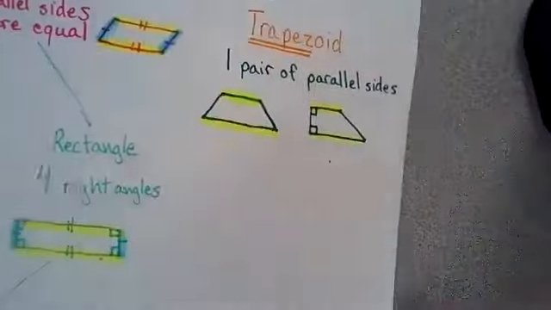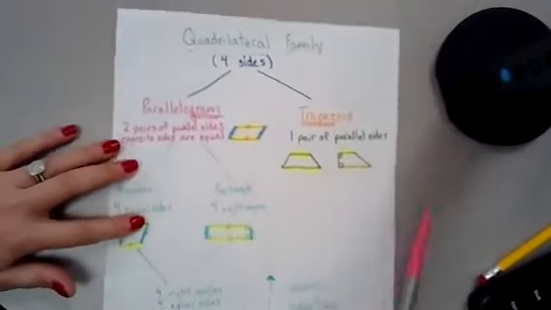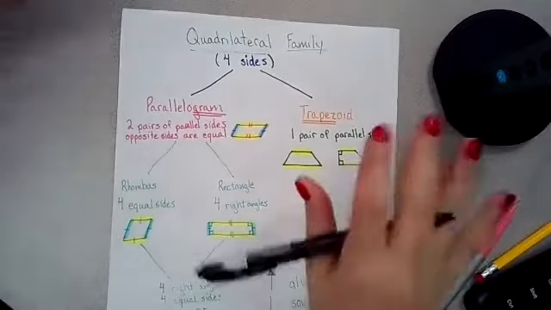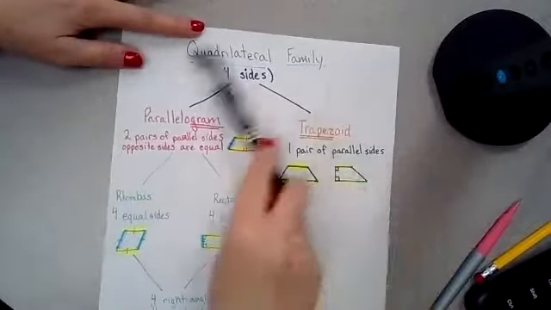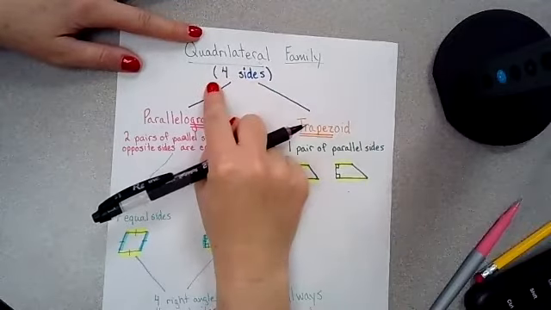So let's come back. We have written this anchor chart a gamillion times, but we're going to look at it again. Remember, this is the quadrilateral family, and everybody in the quadrilateral family has 4 sides, okay?